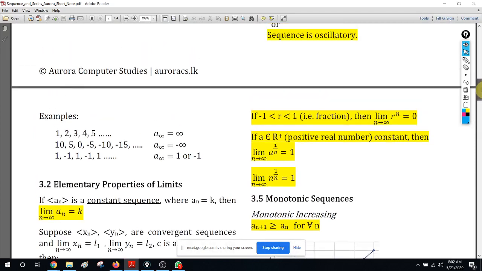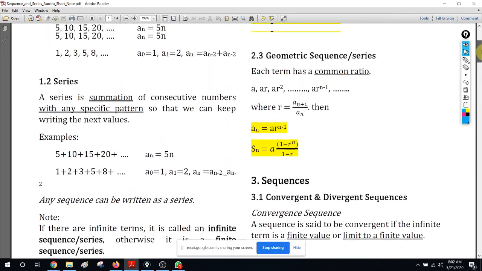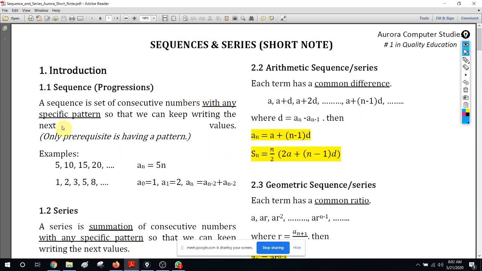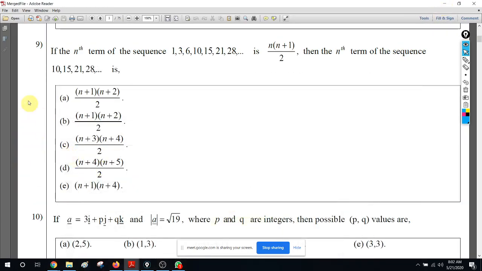What is a sequence? Right? It's consecutive numbers with a specific pattern. So if it is a sequence you have to find the pattern. So what they check is, can you see the pattern?